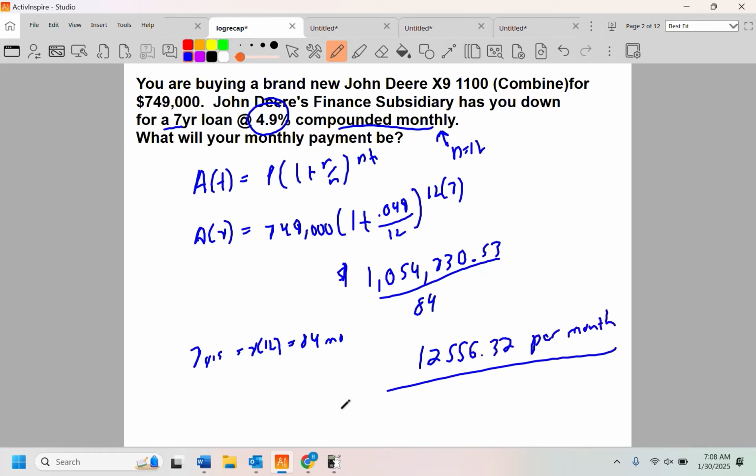And again, John Deere doesn't do monthly payments. They do one payment per year. You got to make it. Look at the interest cost on that. Almost over $300,000 in interest. That's what it cost in interest, $300,000, almost half the price of the combine.